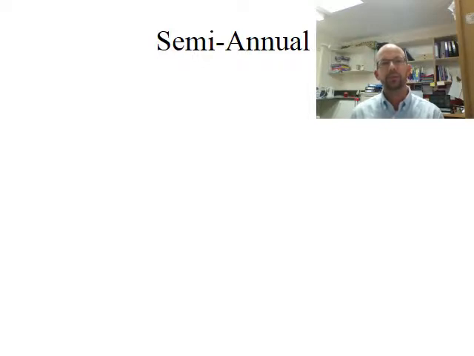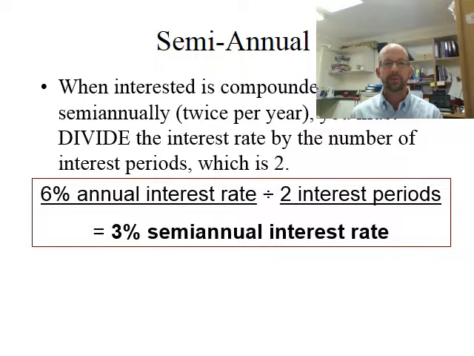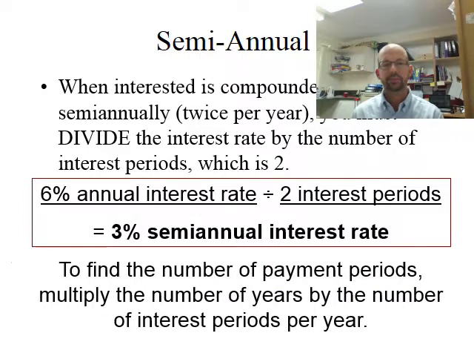Semi-annual is when we have 2 interest periods in 1 year. So each interest period would be 6 months long. When we have a problem with a semi-annual interest period, then we need to divide the annual interest rate by 2. So if we had a 6% annual interest rate divided by 2 interest periods, we'd end up with a 3% semi-annual interest rate. Now to find the number of payment periods, we multiply the number of years by the number of interest periods.